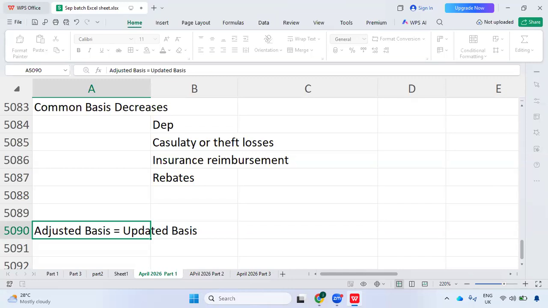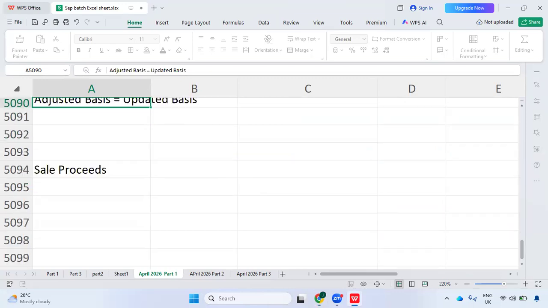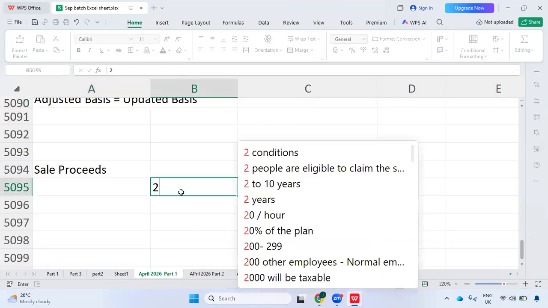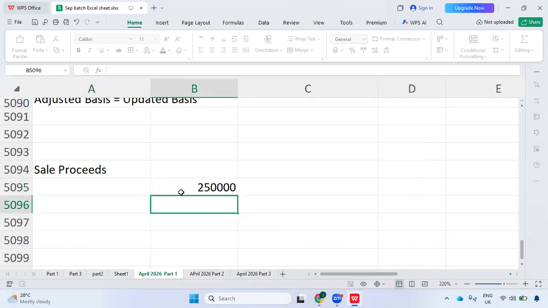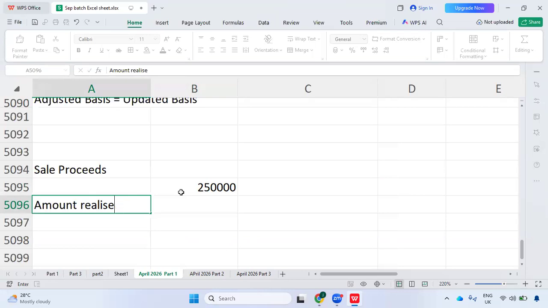Okay. And now another one, sale proceeds. We understand that for calculation of capital gain we require the adjusted basis, which is the updated basis. So what about sale proceeds? To calculate a gain we require two things: one is the sale price and the other is the adjusted basis. Now, how much does the taxpayer receive? That is the sale proceeds. Let's say the taxpayer sold an asset for $250,000. This will be the sale price. Sale price is nothing but the amount realized, or sale proceeds.